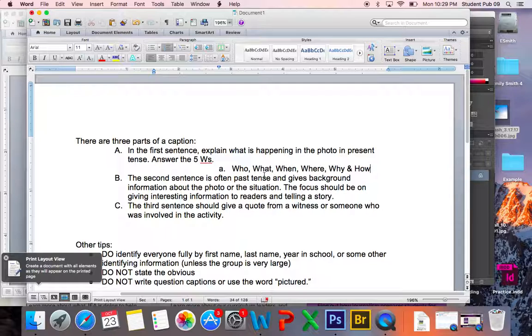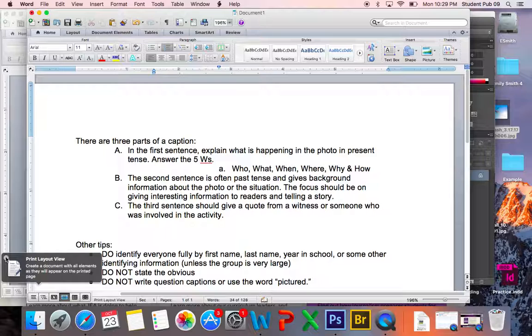And then the third sentence should be a quote, and so I highly recommend that all of you get quotes for as many captions as you can. That is a nice touch. It's something that the judges always really like. And when you get a quote, you should not end on "person said." I'll show you what that means in just a second.